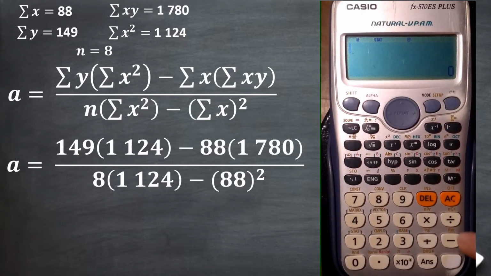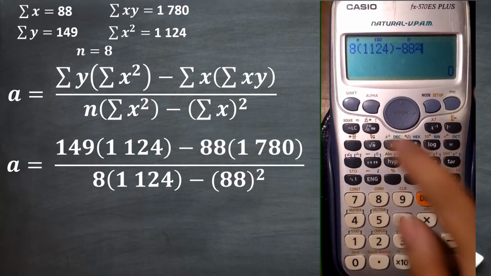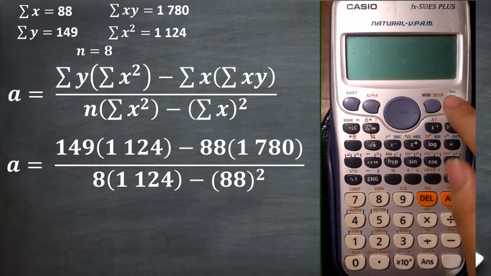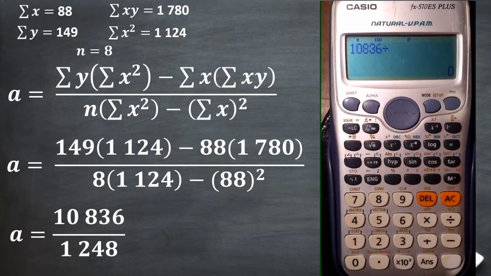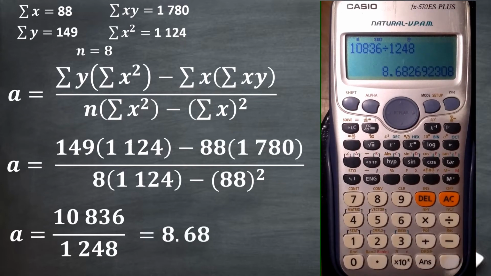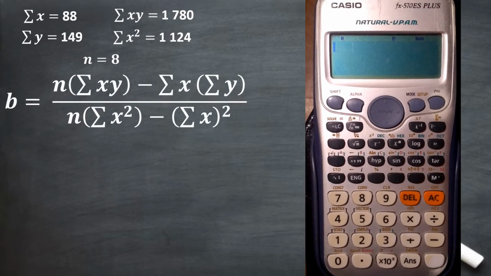Next, for the denominator, 8 multiplied by 1124, close, minus 88 squared. The answer is 1,248. Dividing 10,836 by 1,248, the answer is 8.68. We have to solve for the value of b, so here's the formula for b, or the slope.